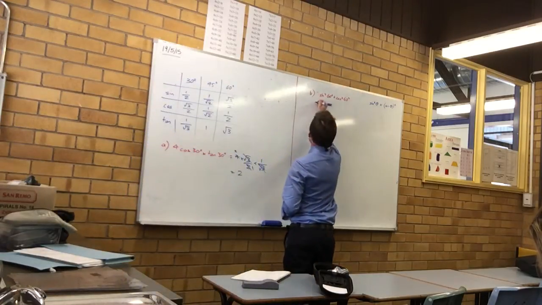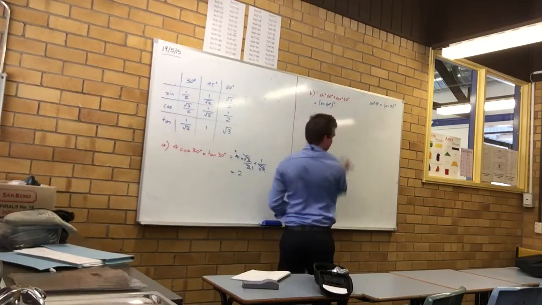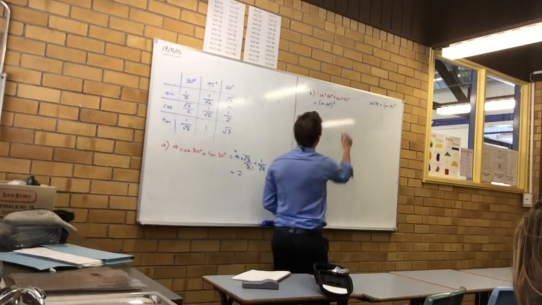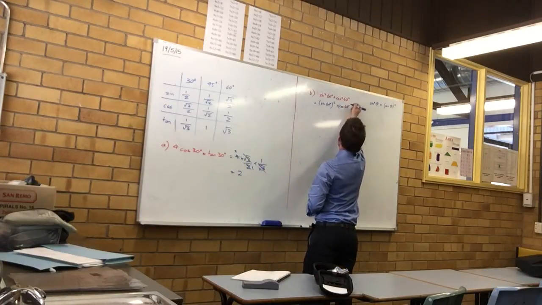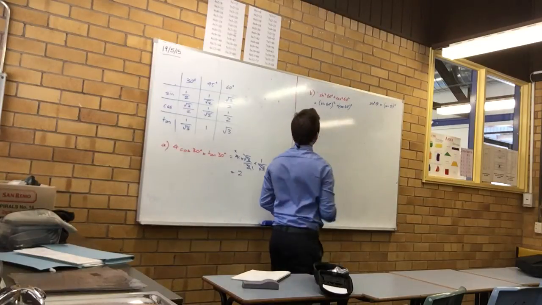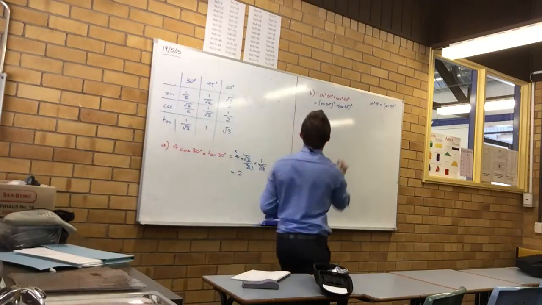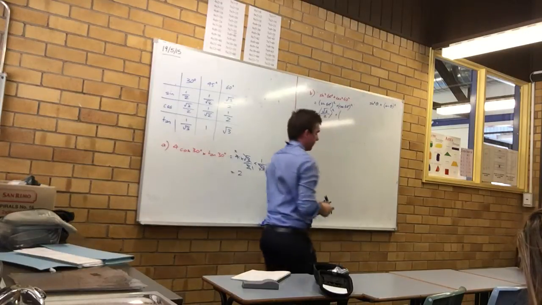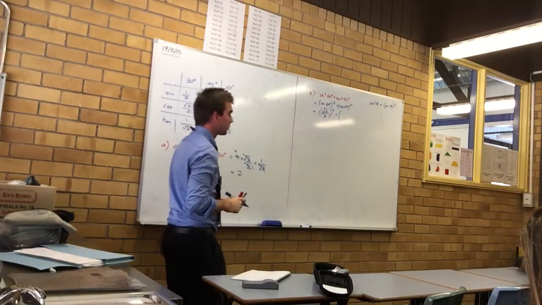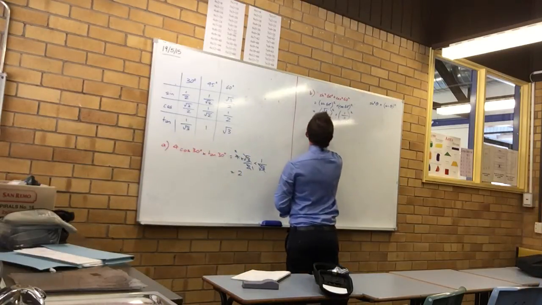So this means sine of 60 degrees, all squared, plus cos of 60 degrees, all squared. Alright, so what's sine of 60? Root 3 over 2, squared. And what's cos of 60? A half, all squared.